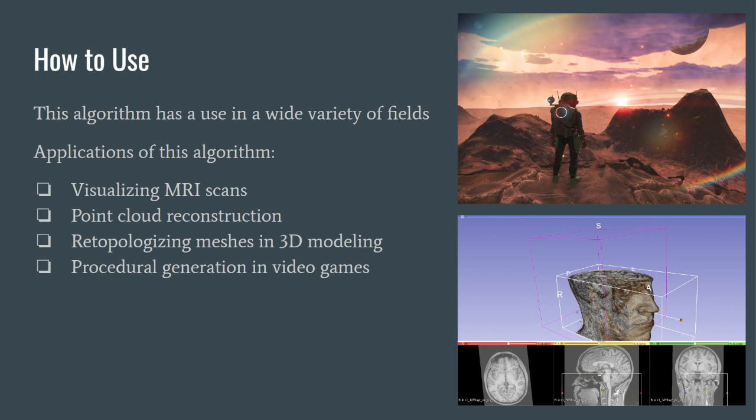Lastly, the application that is probably most known and the one I am most interested in is the usage of these types of algorithms for procedural generation in video games. Now you can see in the top right there, that is a picture of a game called No Man's Sky. So games like No Man's Sky, Astroneer, and 7 Days to Die all use some variation of the marching cubes algorithm.